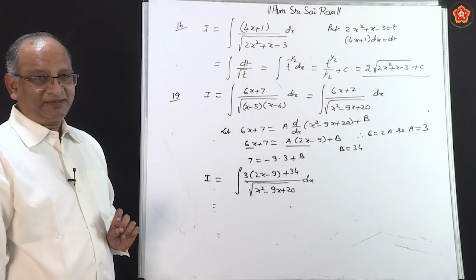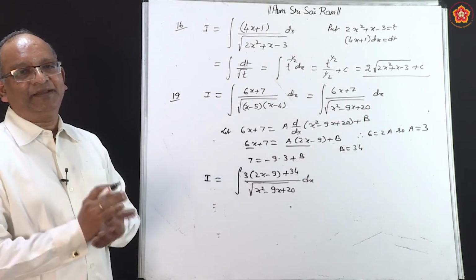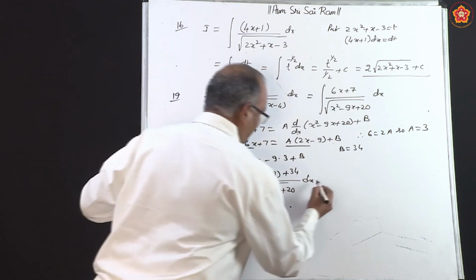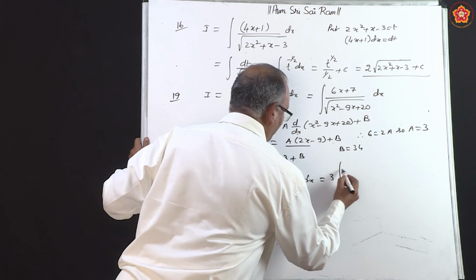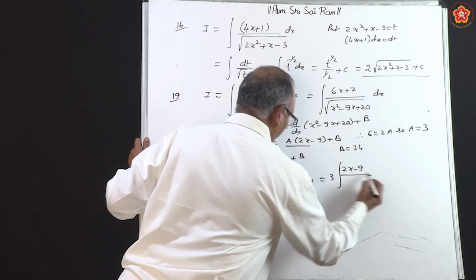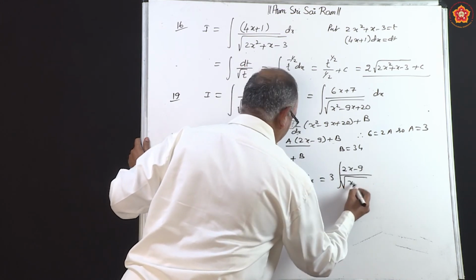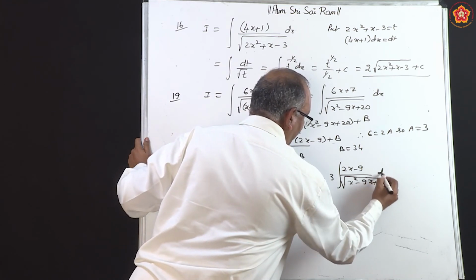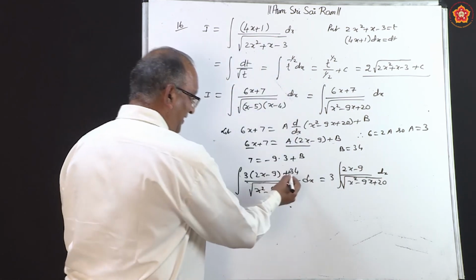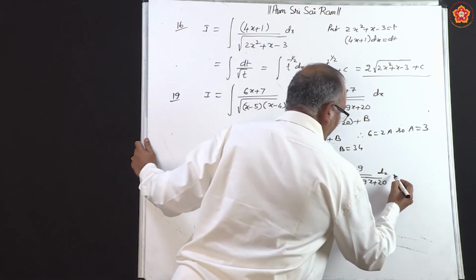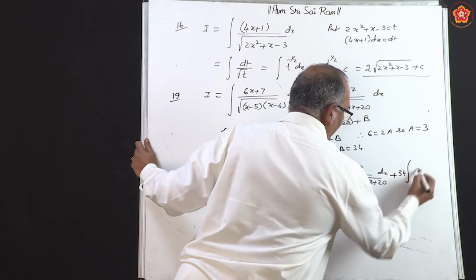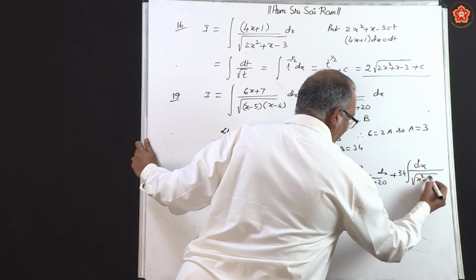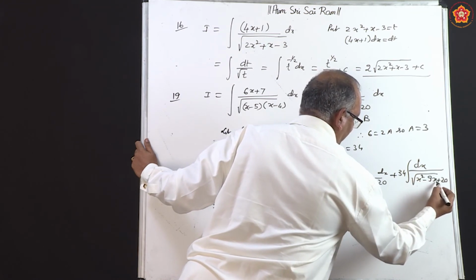Now what is to be done? Separate them into two different integrals. How do you separate them? This by this, that is 3 will go outside, integral of 2x minus 9 upon under root of x square minus 9x plus 20, first integral, and second integral, 34 outside, dx upon under root of x square minus 9x plus 20.